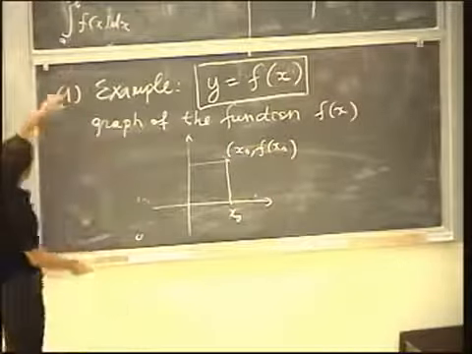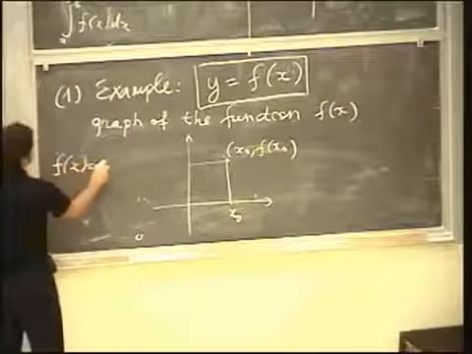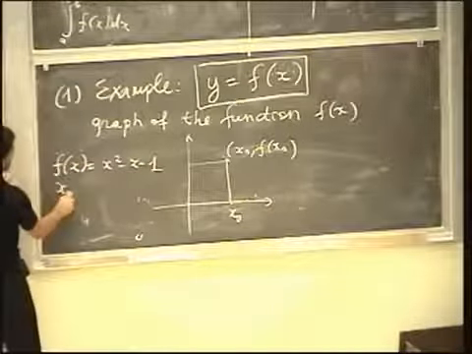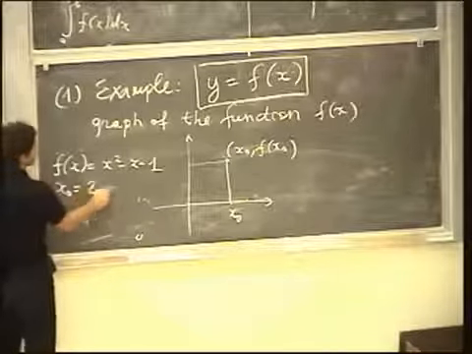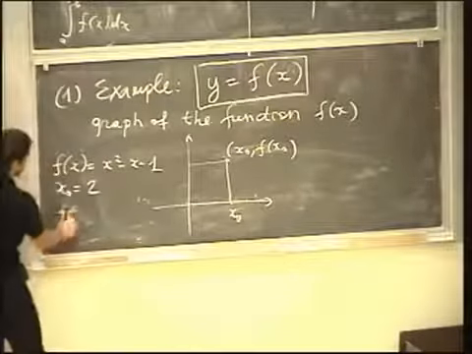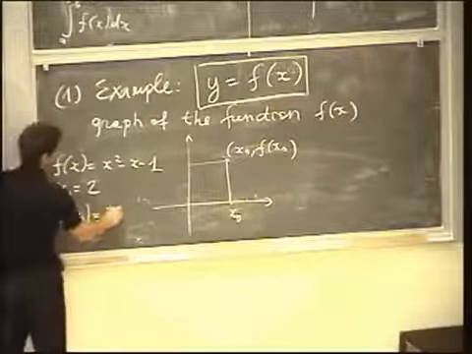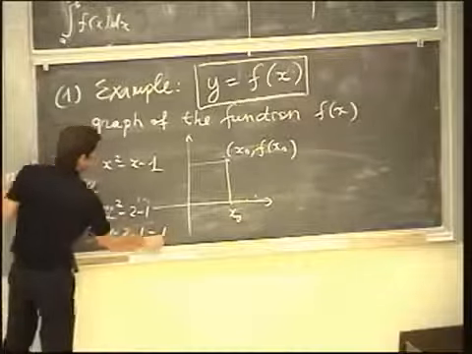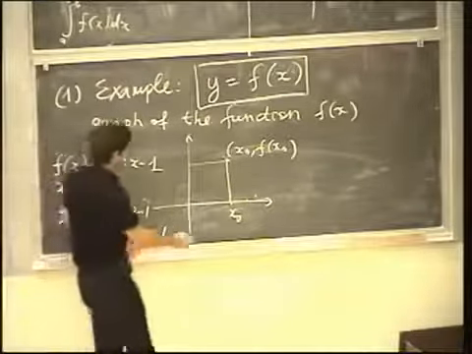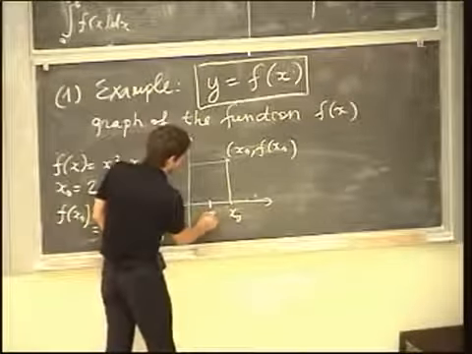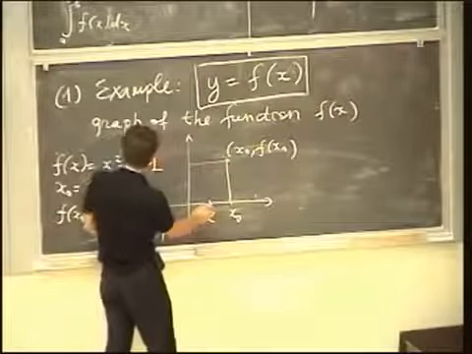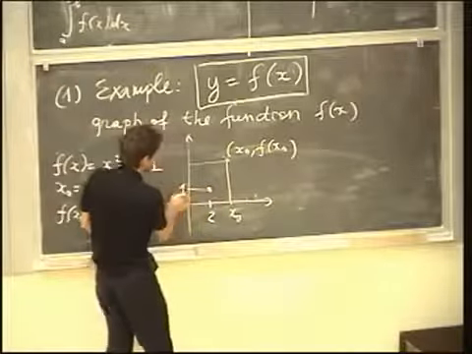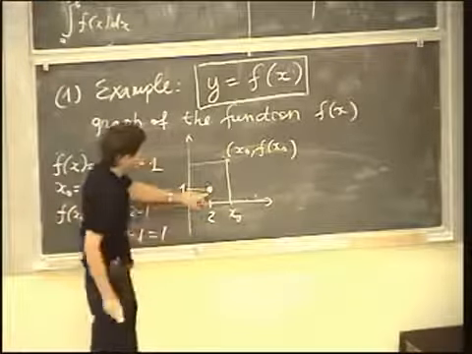So for instance, in this case, if f of x is x squared minus x minus 1, let's say if I put x0 to be equal to 2, then f of x0 is going to be 2 squared minus 2 minus 1, which is 4 minus 2 minus 1, which is 1. So that means that if x is 2, y has to be 1. So this point is going to belong to our curve, okay?